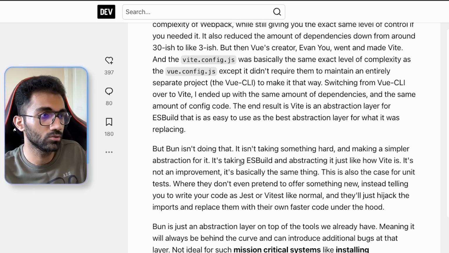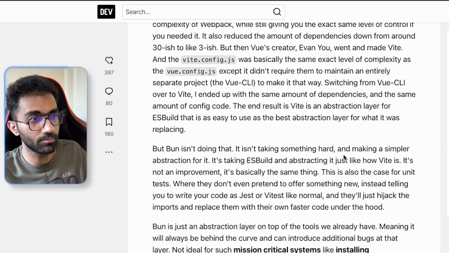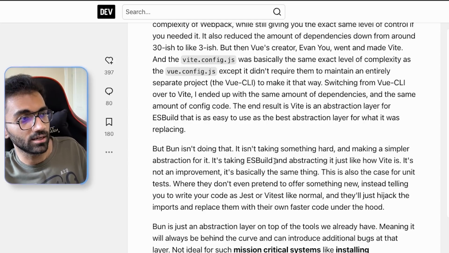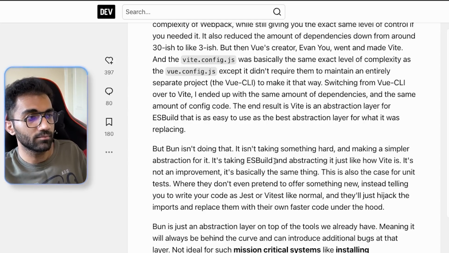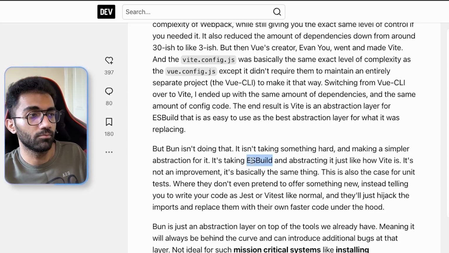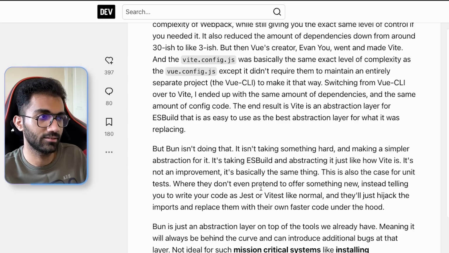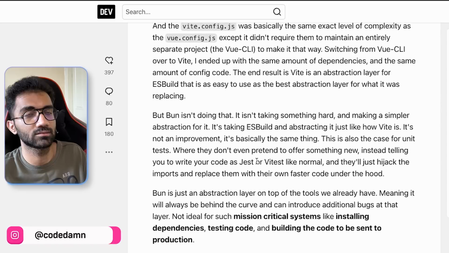So that's true. But Bun isn't doing that. It isn't taking something hard and making a simpler abstraction for it. It's taking ESBuild and abstracting it just like how Vite is. It's not an improvement. It's basically the same thing. So this is something I don't know, if Bun uses ESBuild at all, or if it has written everything from scratch. I think it has, right? ESBuild is written in Go, and Bun does not use Go, it uses Zig. So its bundler and everything, I think, is written from scratch.